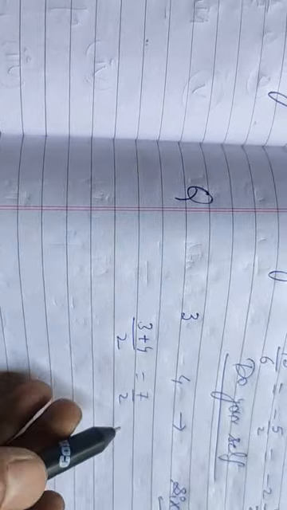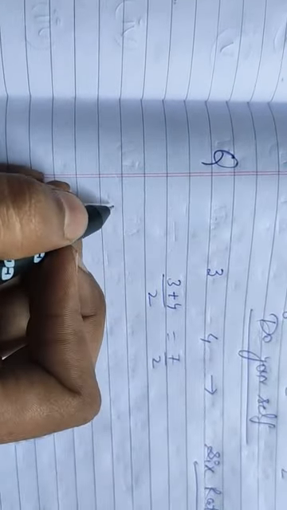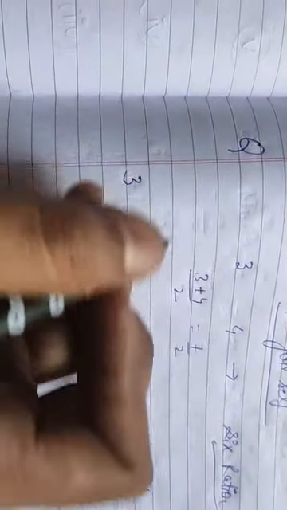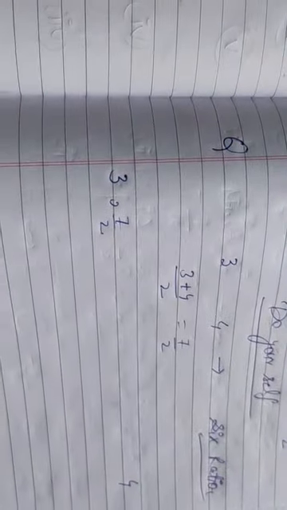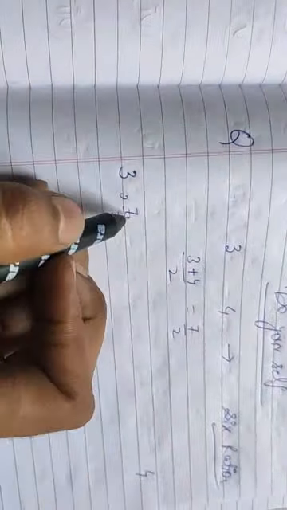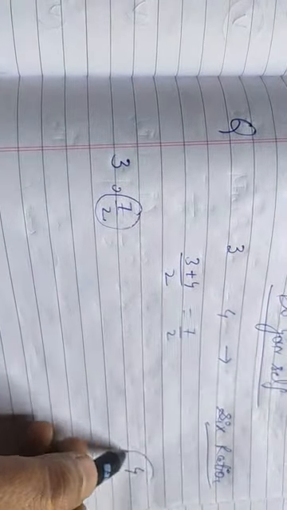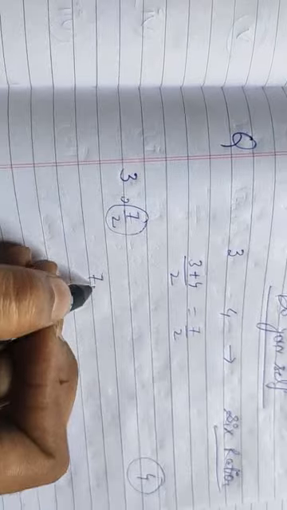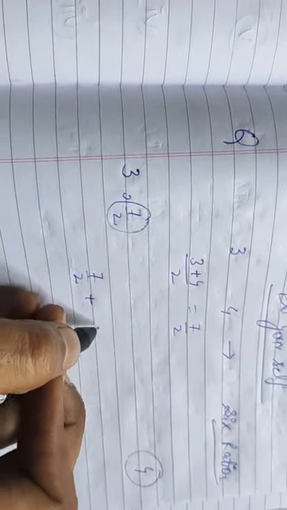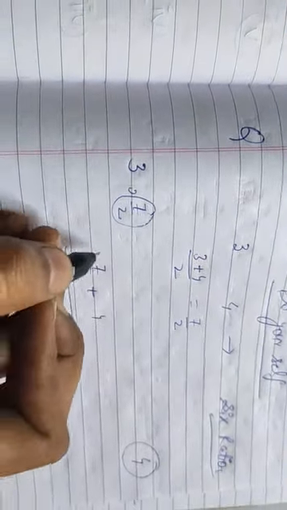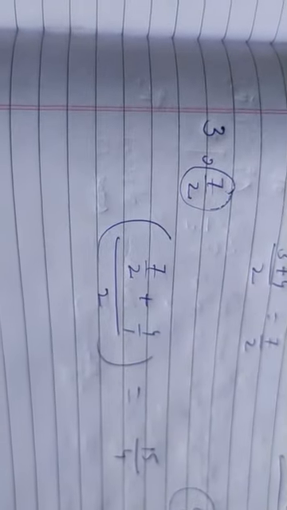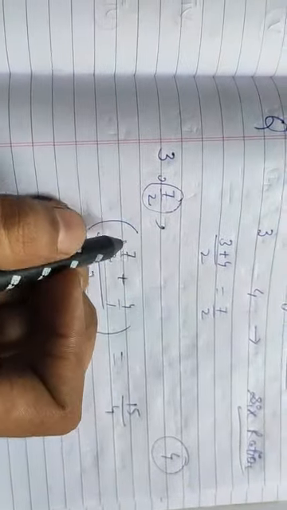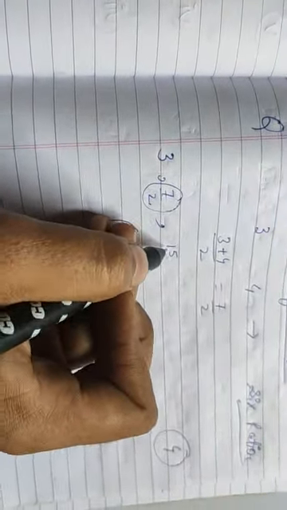7 by 2. Similarly, now consider, your number is 3, this is 4, and this is your first number 7 by 2. Again take this number as first number, this number as second number. Again apply the same rule, add both the numbers and divide by 2. You will get 15 by 4. Now this is your second number which lies between 3 and 4. That means 15 by 4.